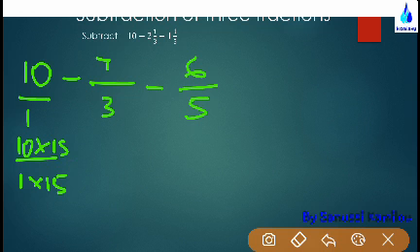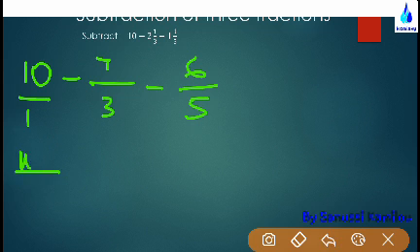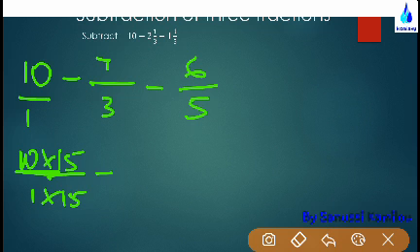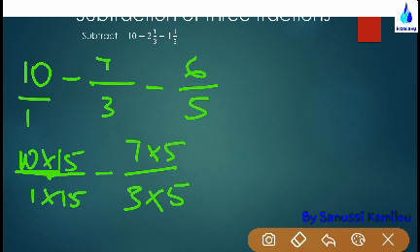So we are having 10 times 15 over 1 times 15, minus. Now ask yourself, what should I multiply by 3 to get 15? Somebody is saying 5. That's correct. So I must do the same thing at the top.